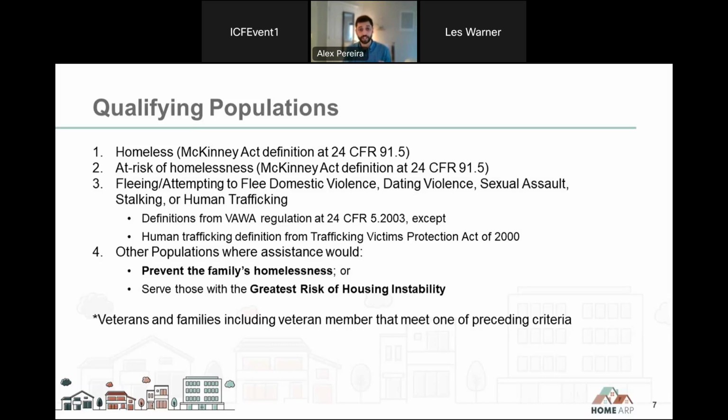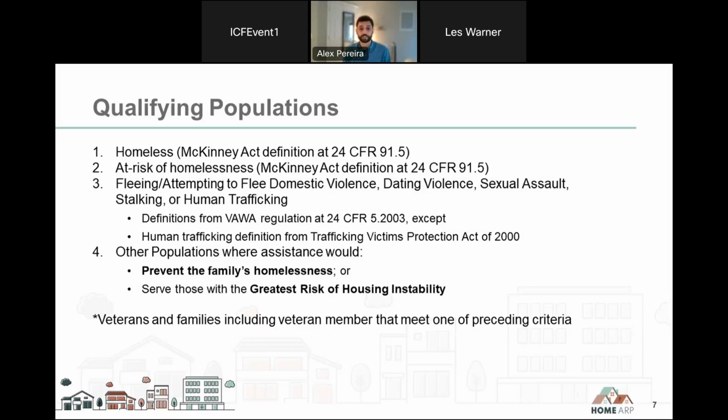And then lastly, we have our 4th QP, termed other populations, where 2 main groups fall under. The first of them is households that have, at some point in the past, been determined to be homeless and are currently receiving some form of temporary or emergency assistance that is keeping them housed, but where the assistance is running out. So, but for this additional HOME-ARP assistance, it's likely that those families or those individuals will fall back into homelessness. So the first group here is folks that, the assistance will prevent that family from becoming homeless.